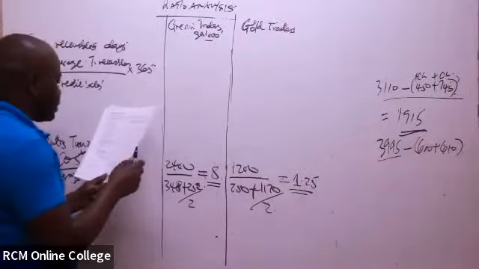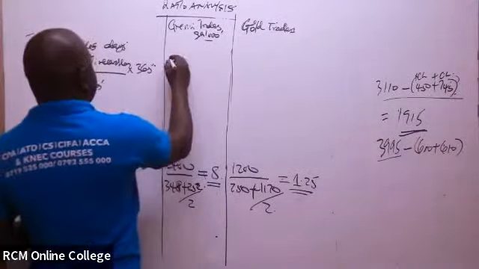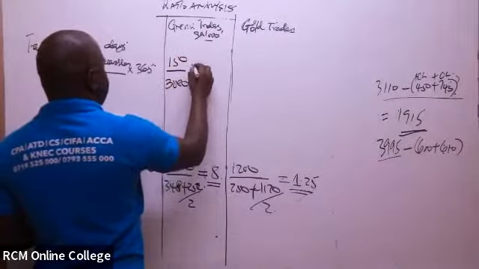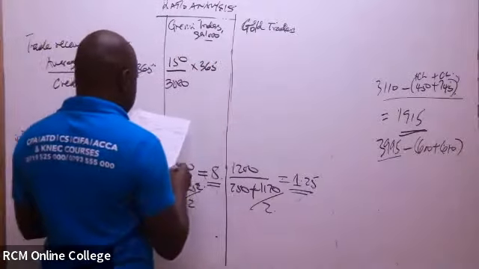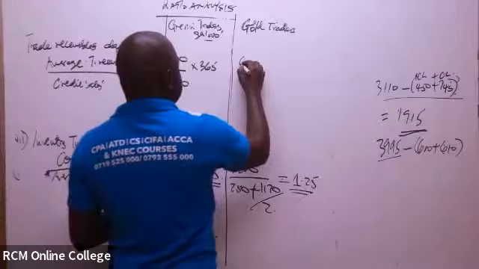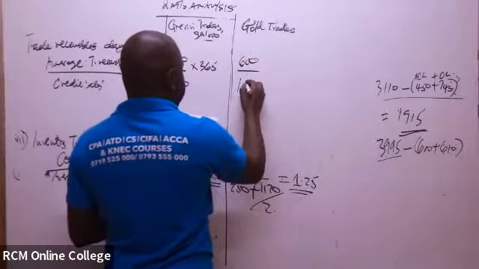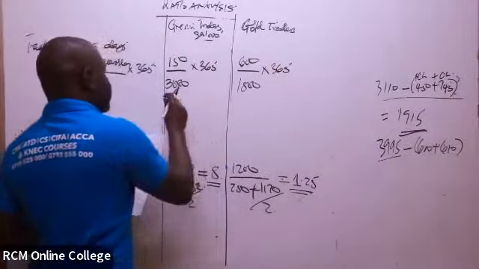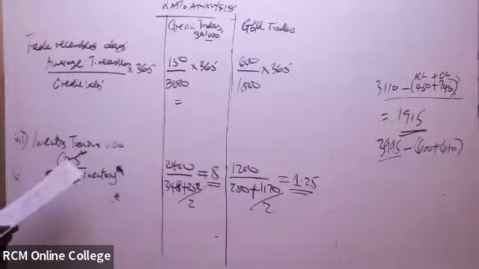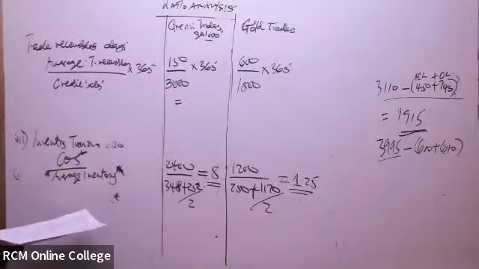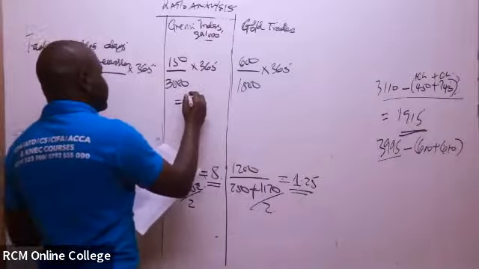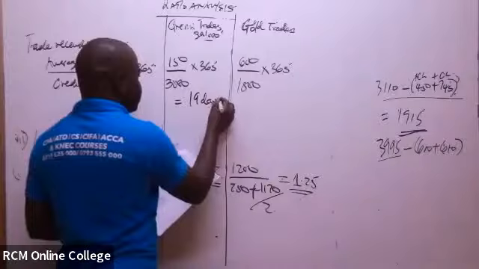So for the green traders, it is 150. You divide by 3 million, you multiply by 365. For this other one, it is 600. You divide by 1800, all the sales are on credit, multiply by 365. So how many days are you getting in green traders? Beatrice, how many days are you getting in green traders? You're getting 19 days. So these ones take 19 days to be able to collect.